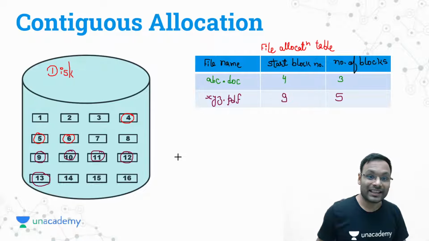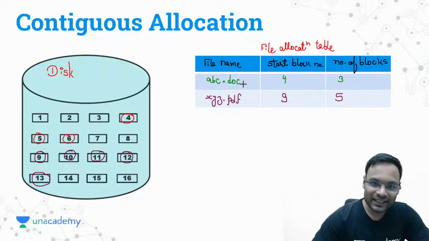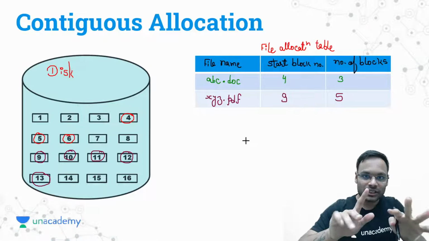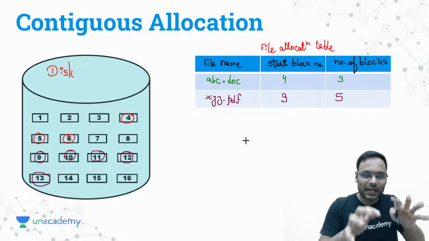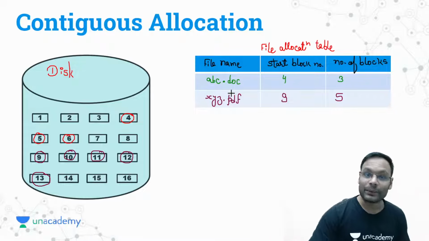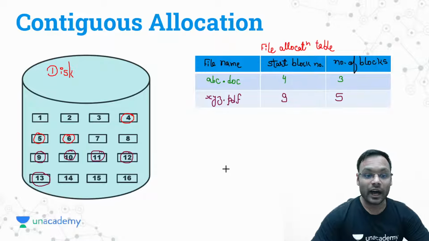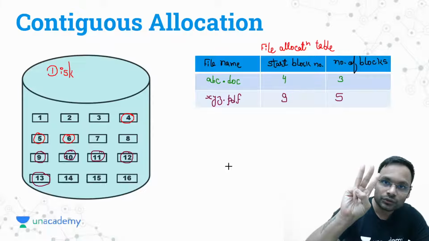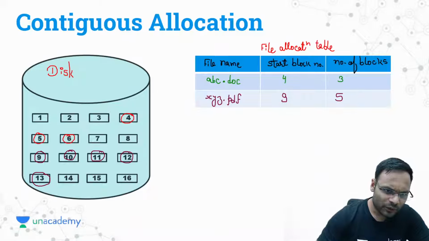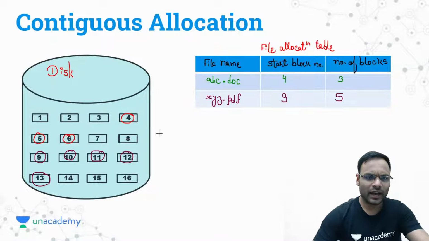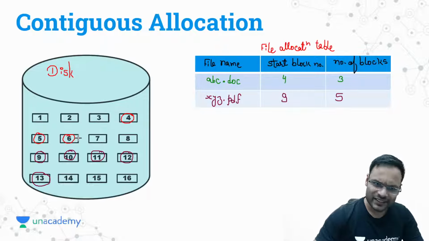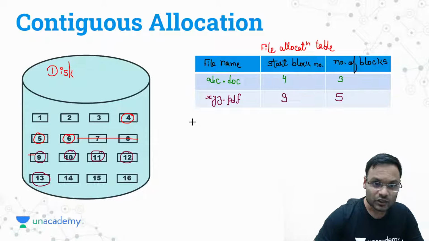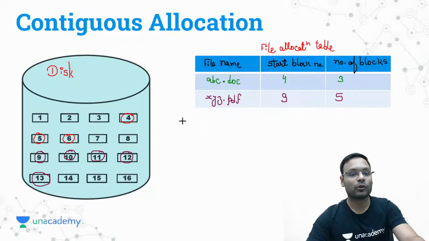But there is a problem. Let's say you have opened this document file, and after that you are changing the file size, just because you are typing something more. You have increased the size. Now this file needs 3 more blocks to be stored. Do we have 3 more blocks consecutively after 6? 4, 5, 6, fine. 3 more blocks you need. Do we have 3 more blocks? Yes or no? No, we don't have 3 more blocks.